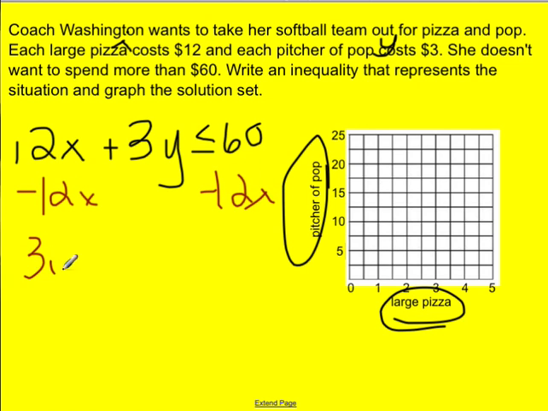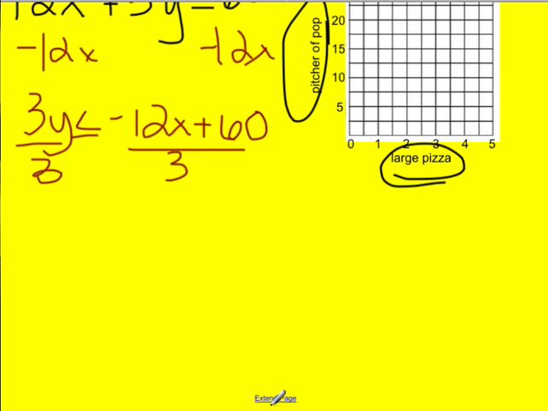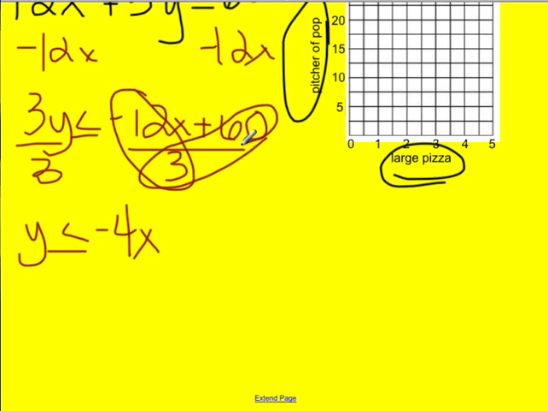And then I get 3y is less than or equal to negative 12x plus 60. Next thing, divide both sides by 3. And then I get y is less than or equal to, first I'm going to do negative 12 divided by 3, which is going to give me a negative 4x. And then 60 divided by 3, which is going to give me 20.